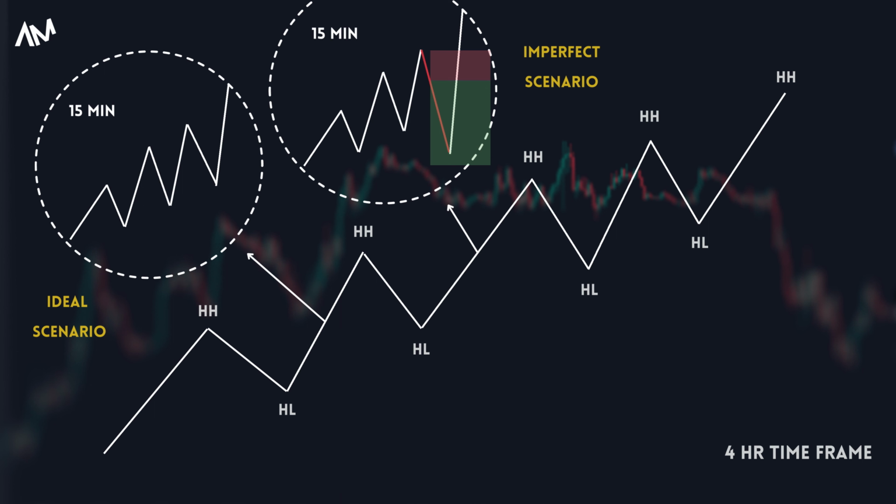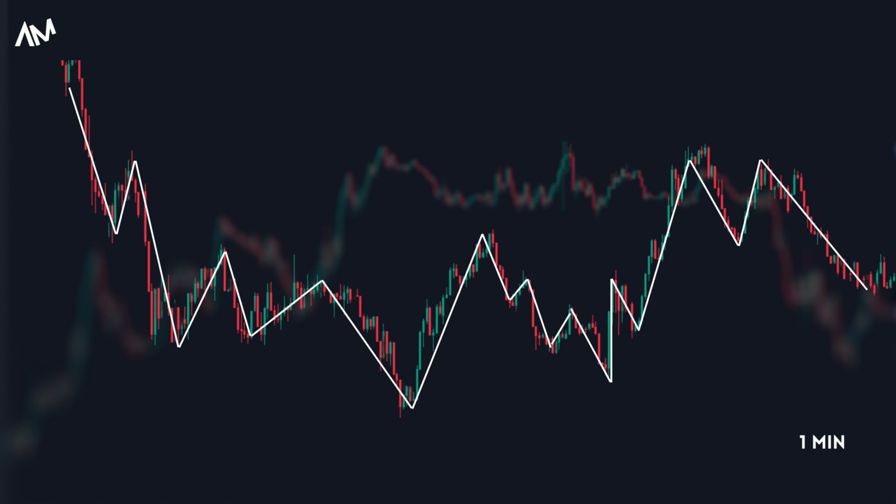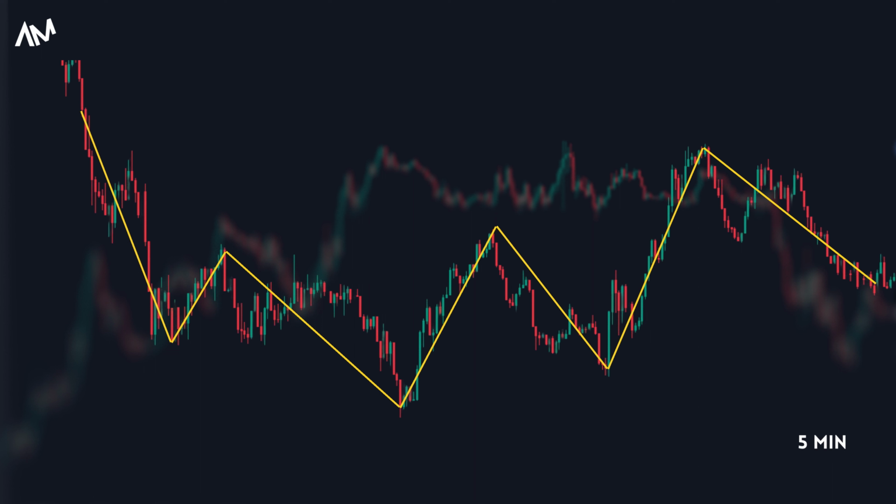Let us take a look at the real-life chart example. On the 1-minute chart, we can see all the impulsive and corrective moves. But if we zoom out on the 5 minutes, we can see clearer impulsive and corrective movements. So by confirming that the direction of the 1-minute chart aligns with the 5-minute chart, there is a higher likelihood that the price will continue in that direction.